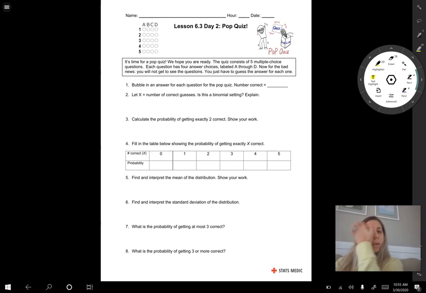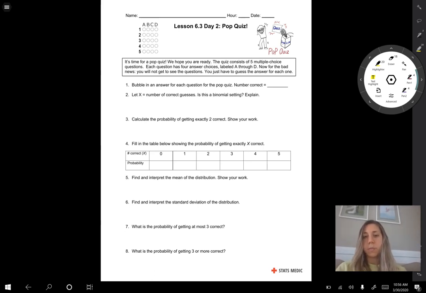Now for the bad news. You do not get to see the questions, so you have to guess the answer for each one. Obviously, we're not going to do this, but we're going to talk about this scenario. So number 2 says, let X be the number of correct guesses. Is this a binomial setting?